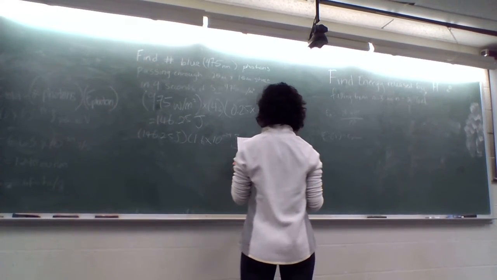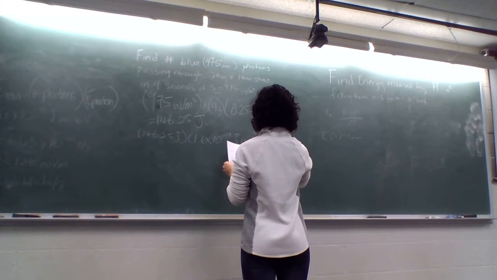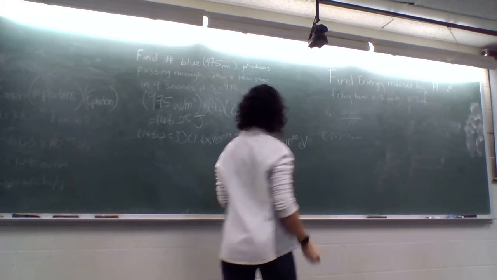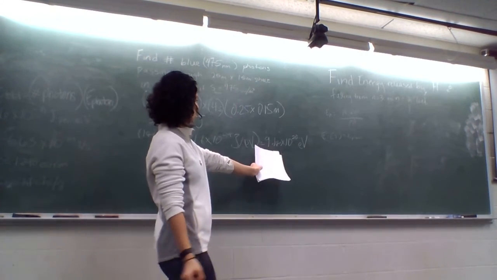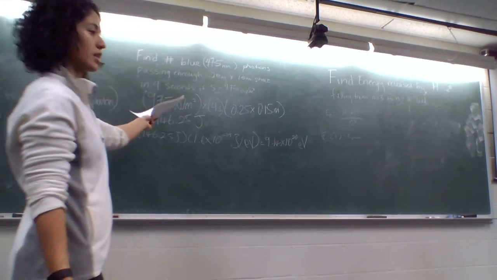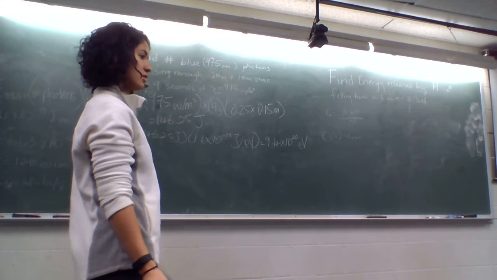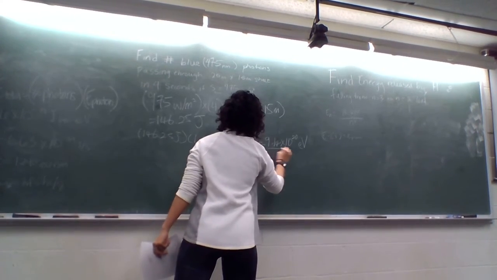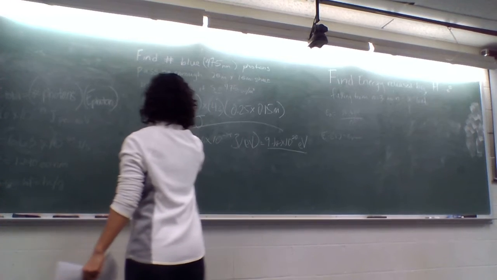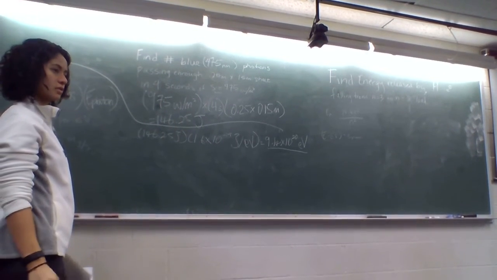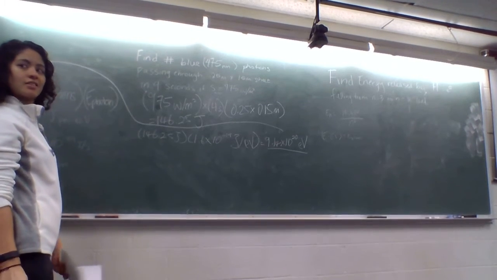And you get 9.14 times 10 to the 20th electron volts. So this is the total amount of energy that passes through this sheet of glass in 4 seconds. So this would basically be E total. Does that make sense? Yeah? Cool.